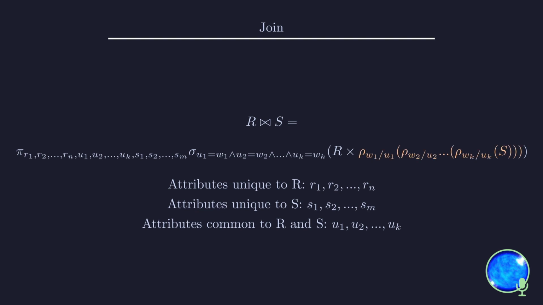First, we rename every attribute U1 through UK of S to W1 through WK so that they have a different name than those of R. Next, we take the cross product of R and the result of renaming S's attributes. Next, we apply the same selection as before, but now there is no confusion between the attributes. Finally, we project every attribute except W1 through WK to remove the duplicate values.